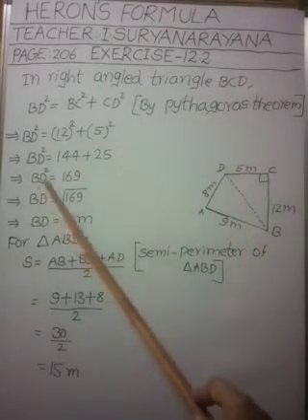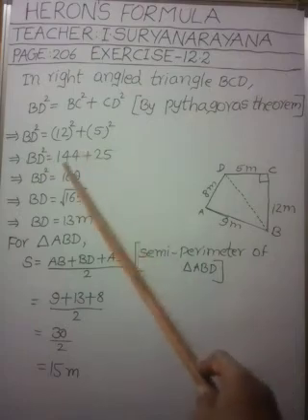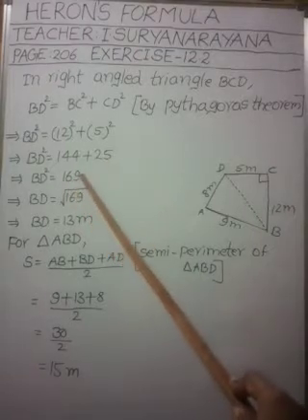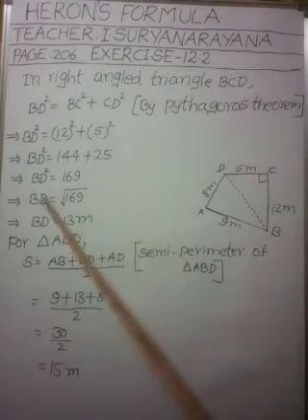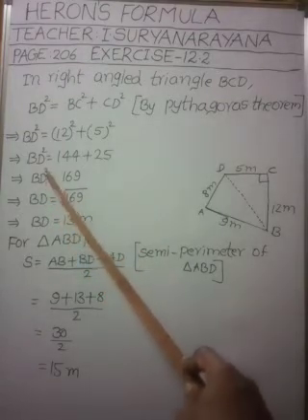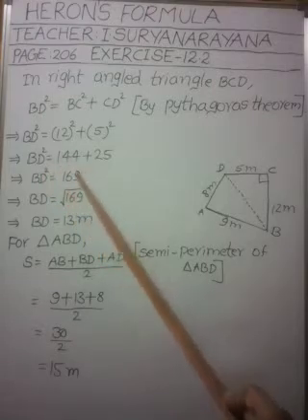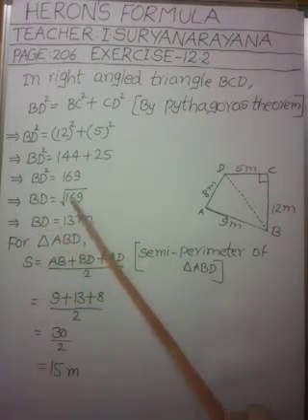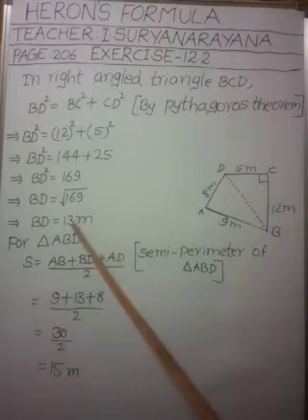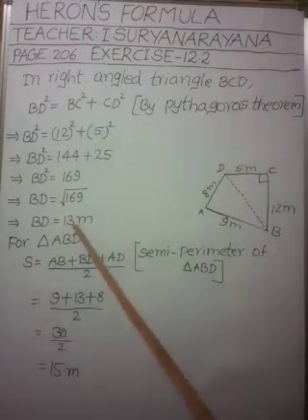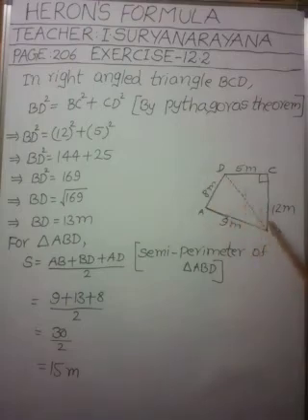This implies BD square is equal to, now we are adding these two numbers, 144 plus 25. What do you get here? 169. Understood this step, my children? This implies BD is equal to square root of 169, because here BD square is there. If you are sending square to the RHS, it changes into square root. Understood this step? What is the value of square root of 169? 13. 13 square is equal to 169. That is why square root of 169 is 13 meters. Length of BD is 13 meters.